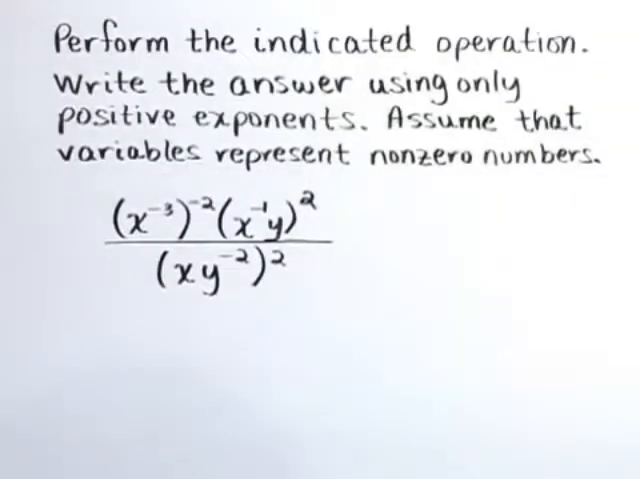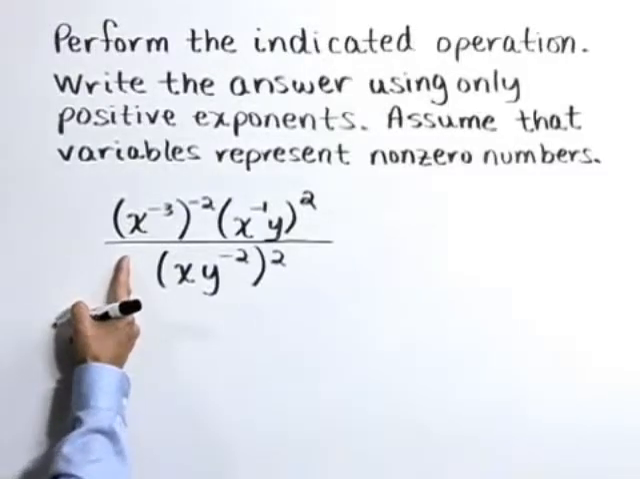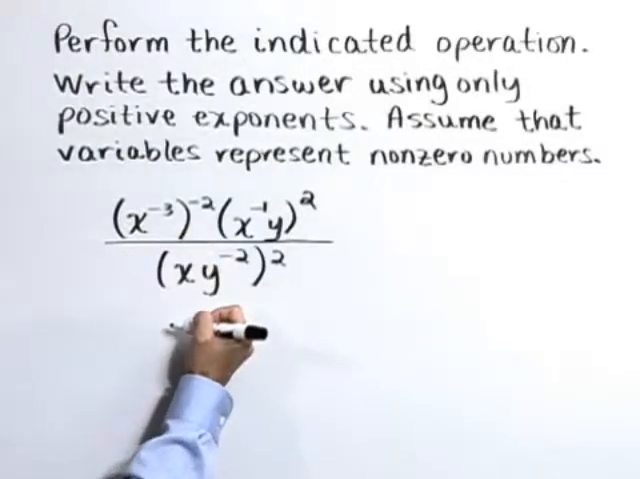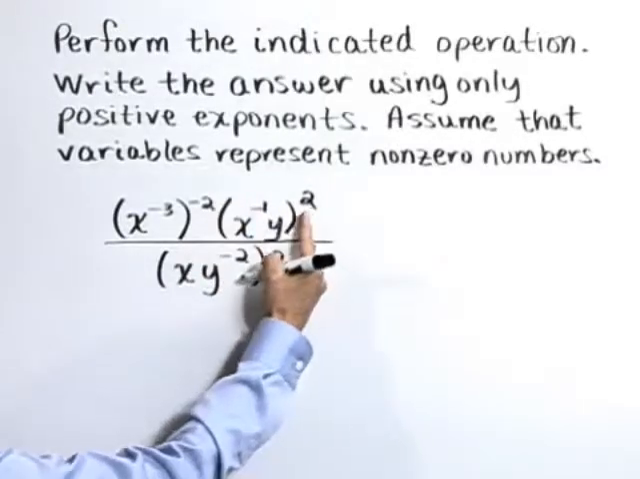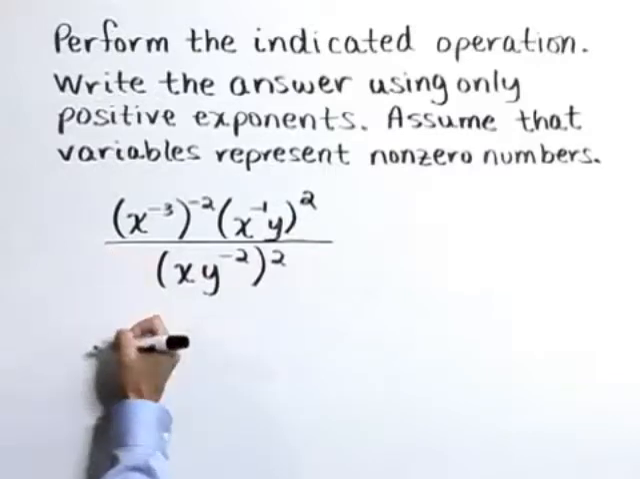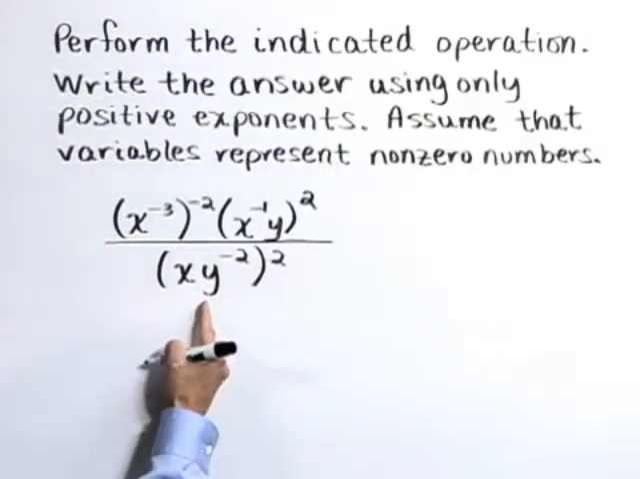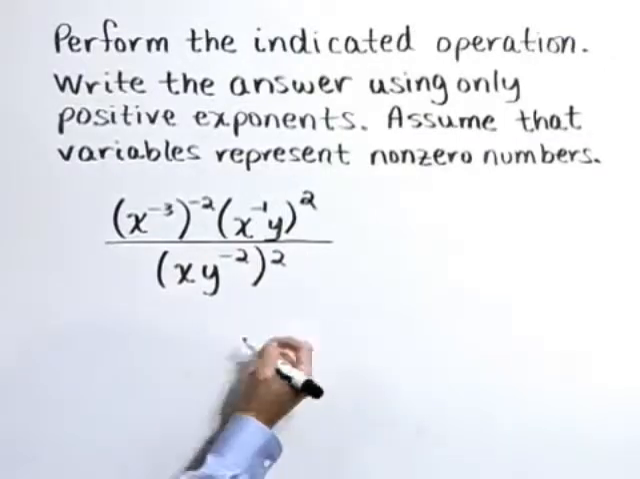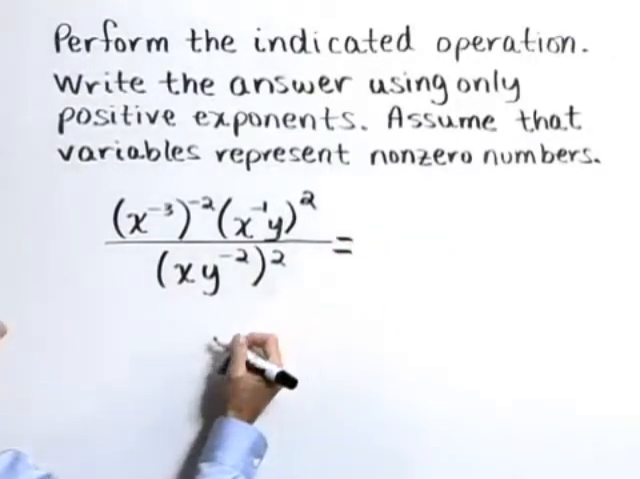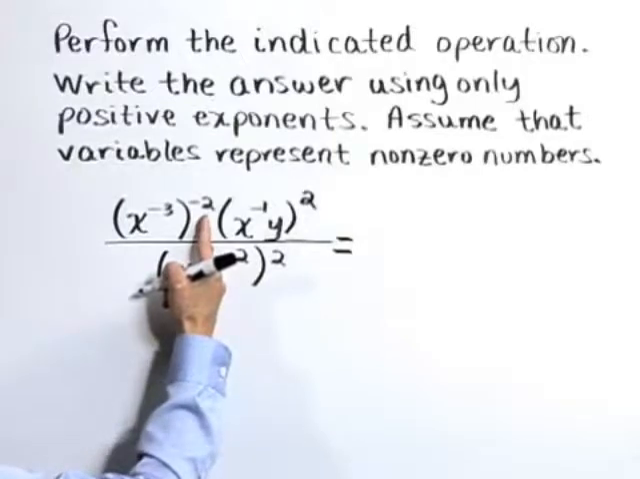Perform the indicated operation. Write the answer using only positive exponents. Assume that variables represent non-zero numbers. Here we have (x to the negative 3 raised to the negative 2 power times x to the negative 1 times y) quantity to the second power, all divided by the quantity (x times y to the negative 2) raised to the second power. Let's start simplifying by taking care of our outer exponents first.